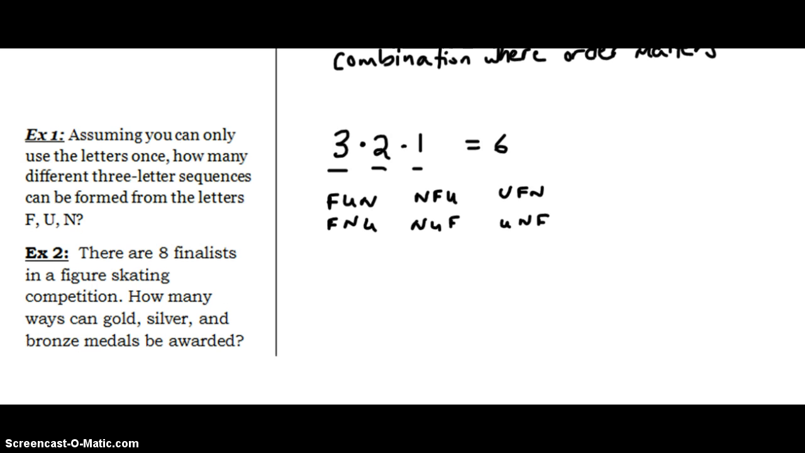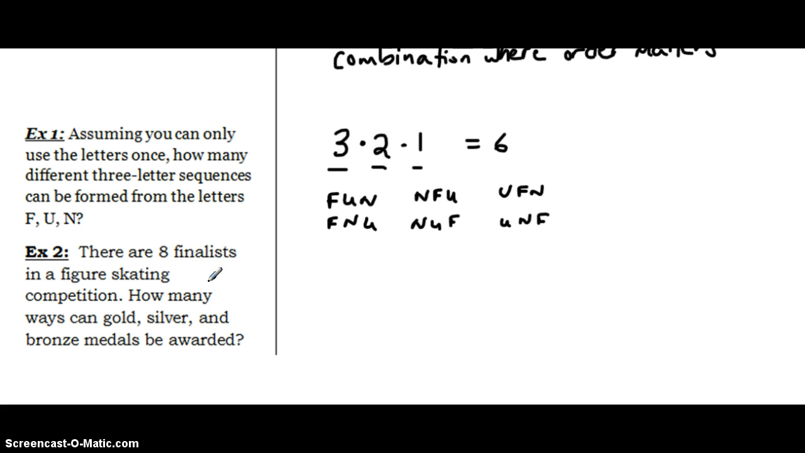For number 2, order here matters. We have 8 finalists in a figure skating competition, and they are going to get to win gold, silver, or bronze. And the order matters. So the first to win gold, we have 8 possible outcomes. So it'll be 8. And then that person, once they win gold, they wouldn't be in the running for silver. So we'd have 7 people possible left to get silver.